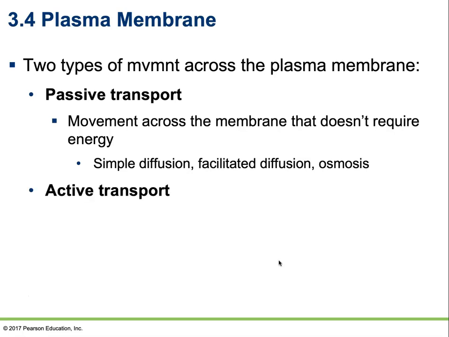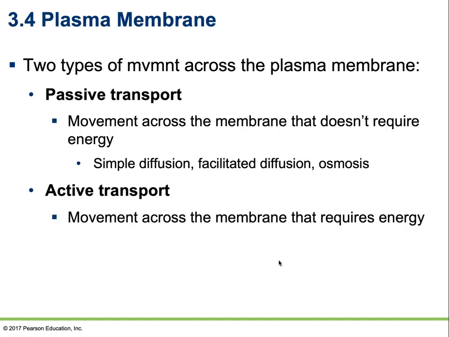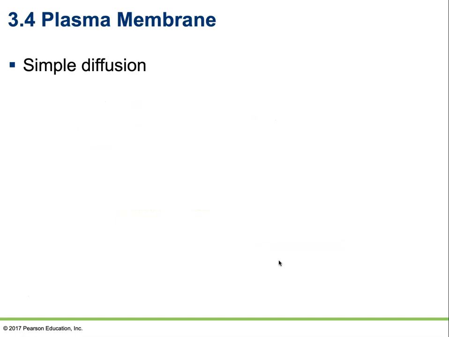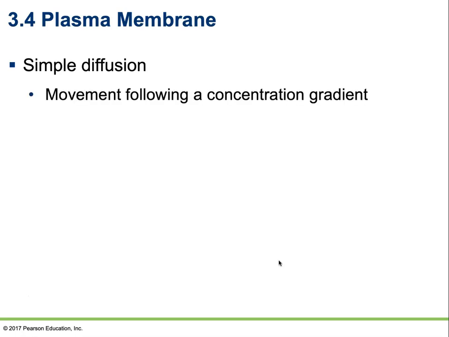Active transport, on the other hand, is going to be different. It's going to require energy, movement across the plasma membrane that does require energy to get that going. And there are a couple of types: active transport, endocytosis, exocytosis. These all are going to require energy to move molecules across the plasma membrane. So we're going to start off by looking at this movement, starting with passive transport, specifically simple diffusion.